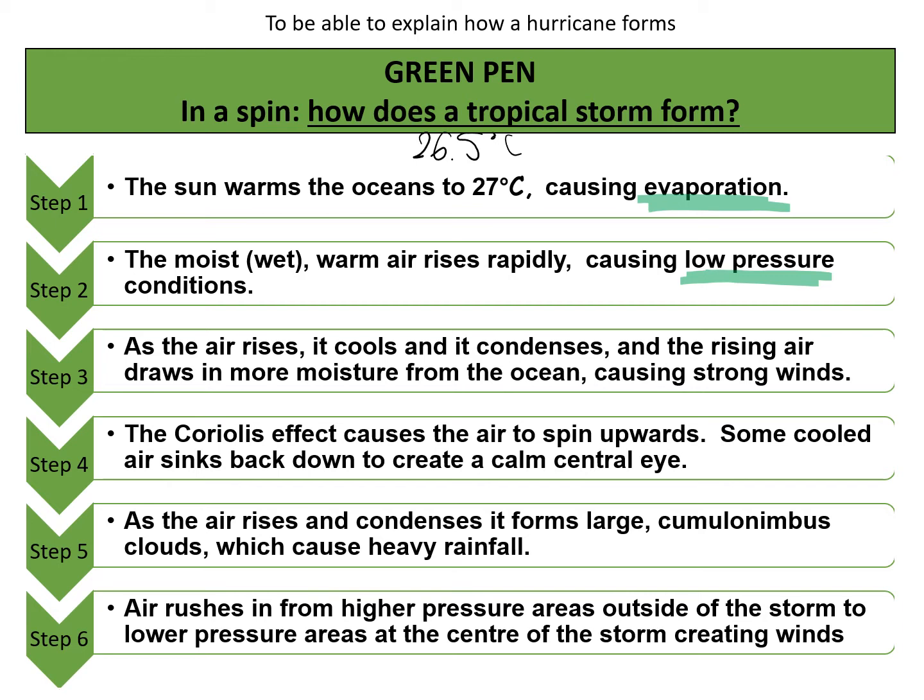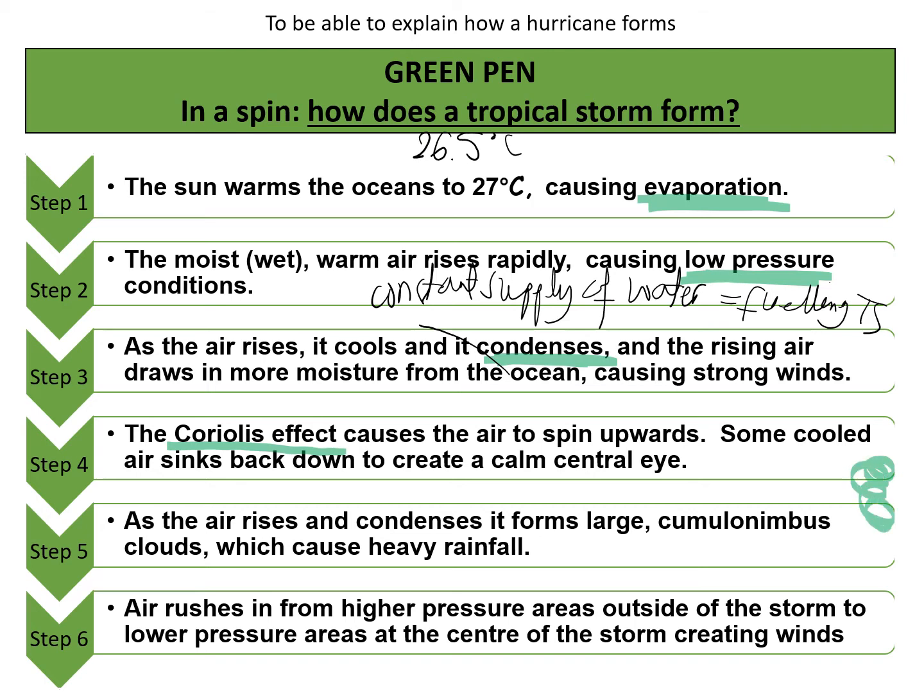As the air rises, it cools and condenses, and the rising air draws in more moisture from the ocean, so it's getting a constant fuel supply. So let's write that down. So it has a constant supply of water, which is essentially fueling the tropical storm. So that's going to create strong winds. The Coriolis effect causes the air to spin upwards, so we kind of get this occurring.